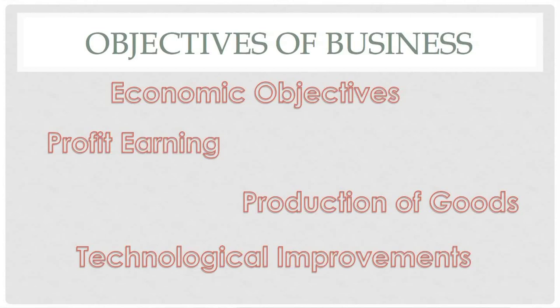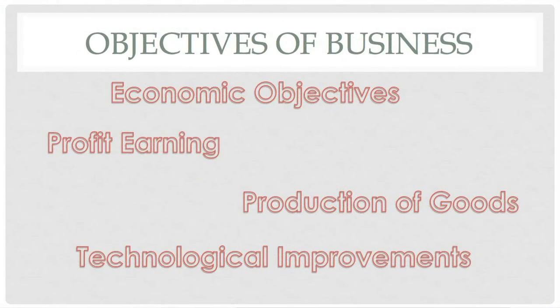So the primary economic objective of business is to earn profit. The next objective of business is production of goods. For a business to earn profit, there must be some exchange of goods and services. For this exchange, there must be production. Goods must be produced in the factory, which can be exchanged to the consumers. And in the process of buying and selling, the business earns profit and the final consumer gets the product.